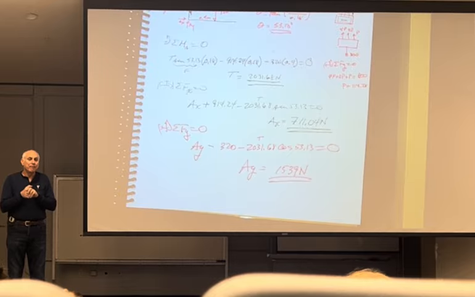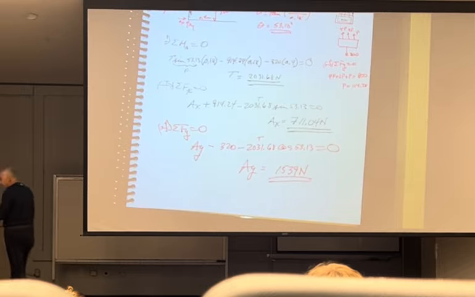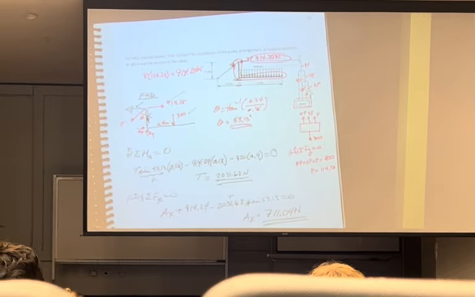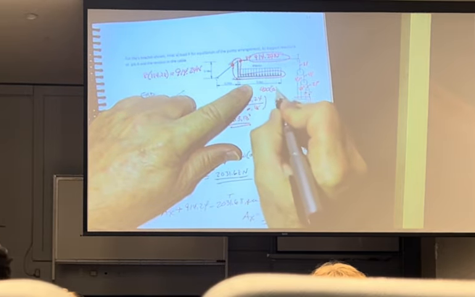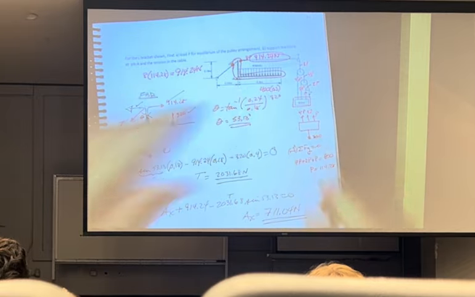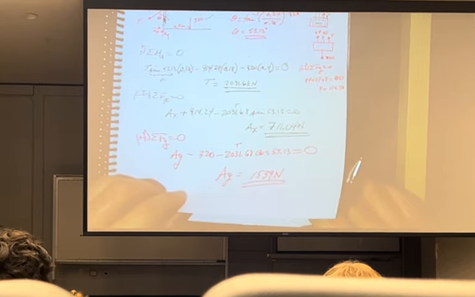Where does the 320 come from? Up on the left, the distributed load. What was the distributed load? The distributed load was 400 times 0.8. So 400 times 0.8, that's 320. All right? We're not done yet.